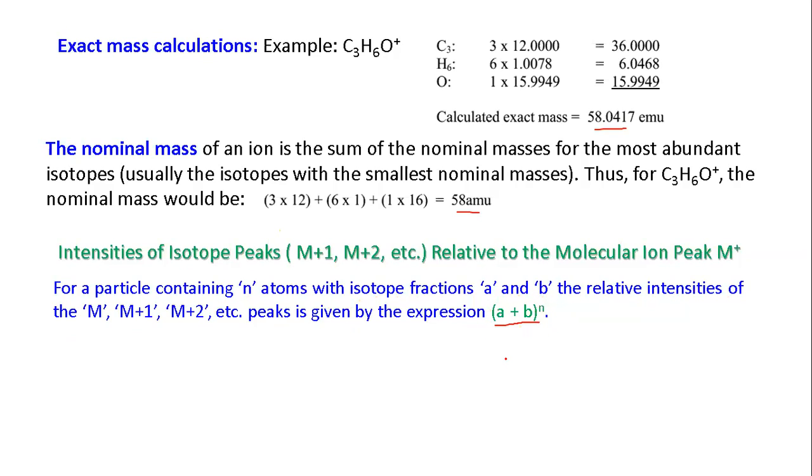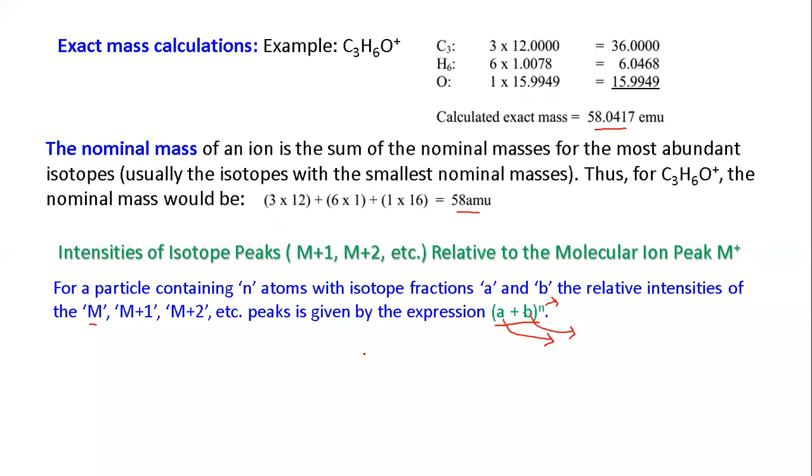Did you get this expression? What is A? A is one isotope of that particular atom, and its fractional abundance. B is another isotope of the same atom, and its fractional abundance. N is how many atoms of the same type are present. Okay, based on that, the distribution will be there.